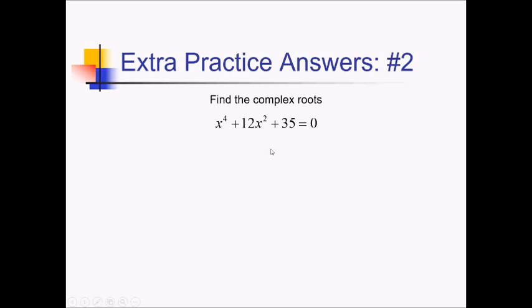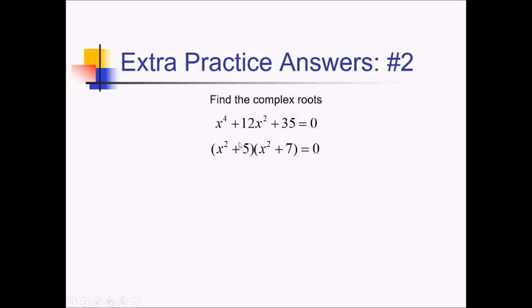So looking for factors now of 35 that add up to 12. 1 and 35 doesn't work. The only other option is 5 and 7. And 5 plus 7 adds up to 12. So I can split this up into x squared plus 5 and x squared plus 7 equals 0.